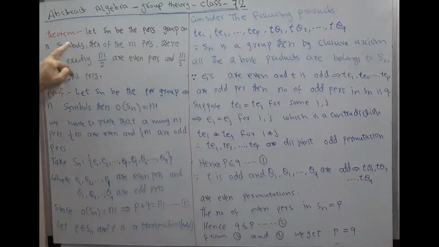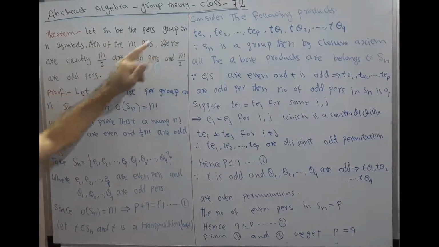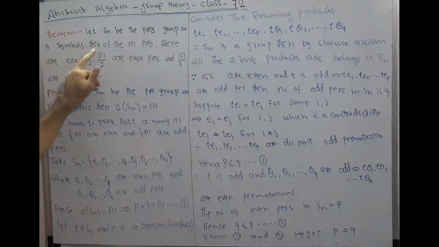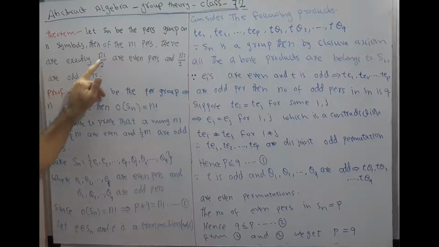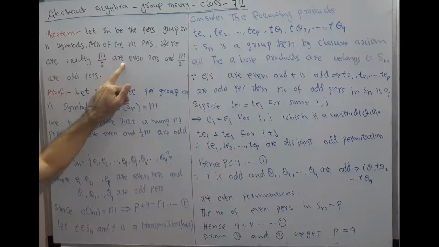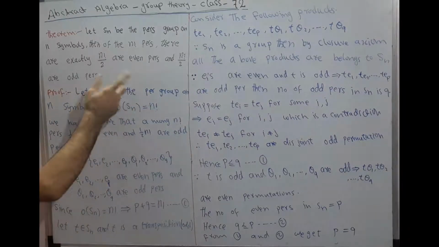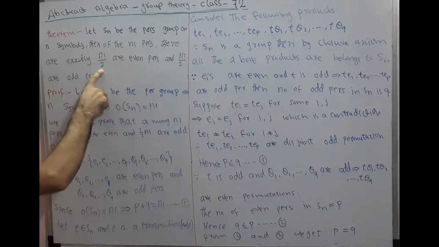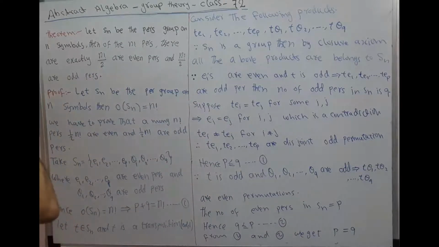Here is a theorem. We want to prove this theorem. Let Sn be the permutation group on n symbols. Then of the n factorial permutations, there are exactly n/2 even permutations and n/2 odd permutations. Half of the permutations are even, and the other half are odd.